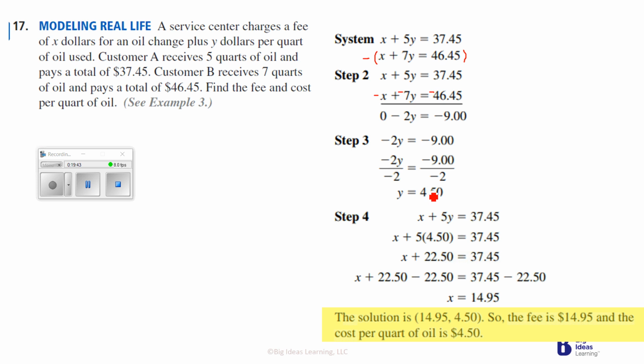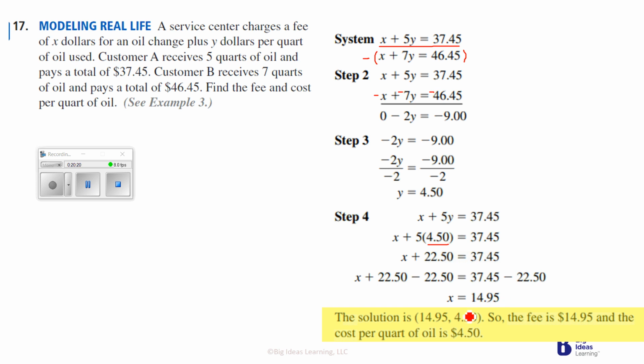So now we're going to take 4.5 and put it into one of our formulas. Looks like they chose the first one here. And now we have X plus 5 times 4.5. That 4.5 tells me that's the cost of oil, right? The quart of oil. And when we multiply 5 times 4.5, we get 22.5. So X plus 22.5 equals 37.45. I'm going to subtract 22.50 from each side. This is going to give me X equals 14.95.